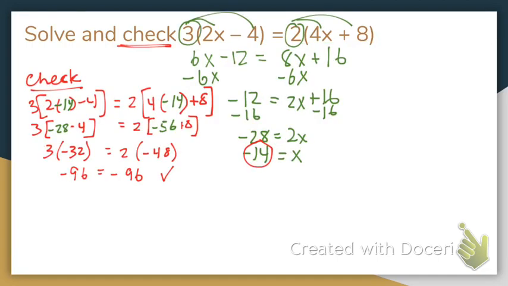Alright, so let's look at the work that I have in green first. And on this problem, once again, I'm going to distribute that 3 into everything inside the parentheses. 3 times 2x is 6x, 3 times negative 4 is a negative 12. On my right side, I'm going to distribute the 2. 2 times 4x is 8x, 2 times 8 is 16.